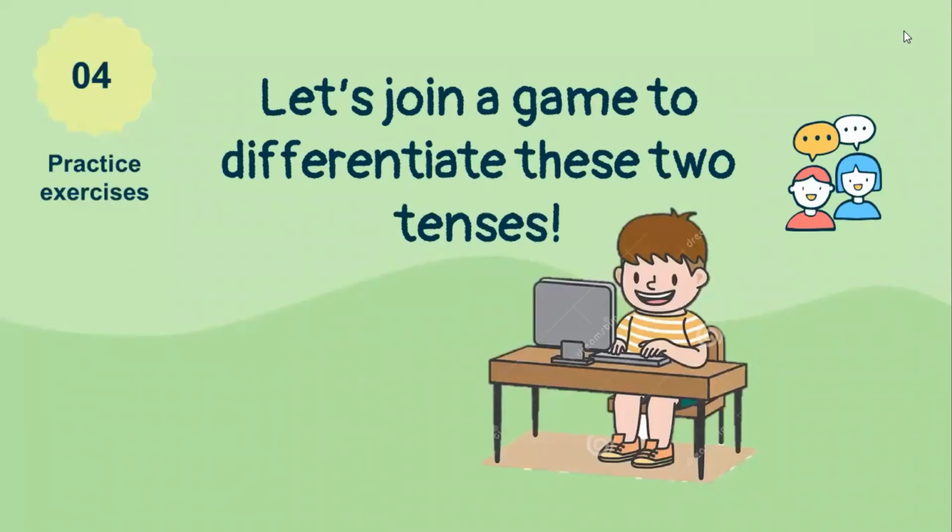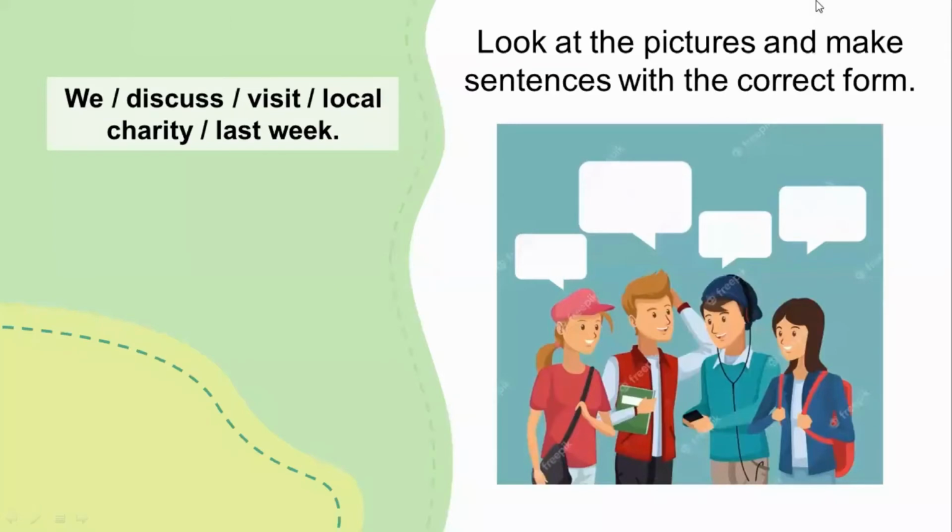Great, you have finished this game, so I can see that you have quite an amount of knowledge to continue with the second activity. Here, let's look at the pictures and make sentences with the correct form. For the first one, I want to remind you that you have to look at the time reference and the signal word so that you can make a correct sentence.